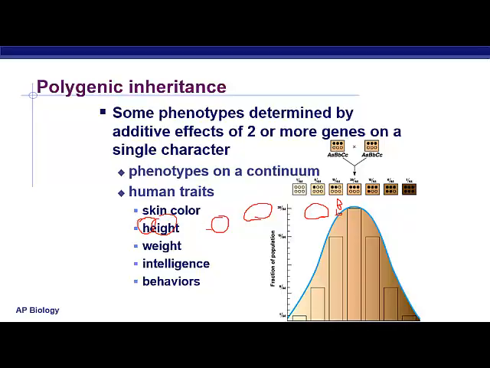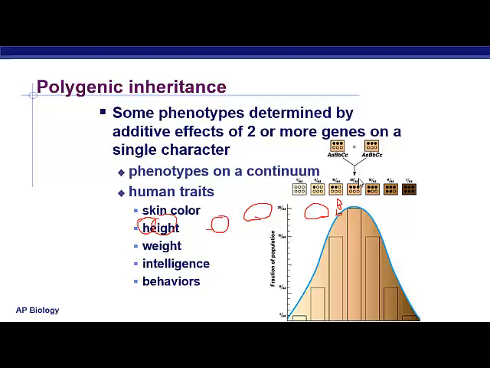But so polygenic inheritance is when you have one trait that's controlled by more than one gene. You get a whole range of phenotypes. I know it's not really on here, it's not all that common, but if I set up a Punnett square for you, it would have 64 squares, okay? Because skin color is controlled by 3 different genes.